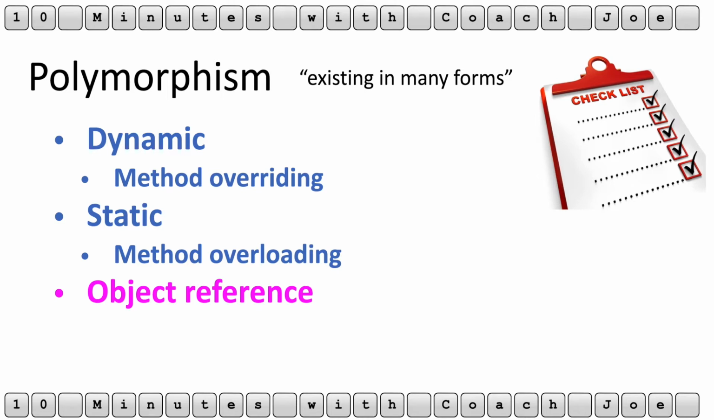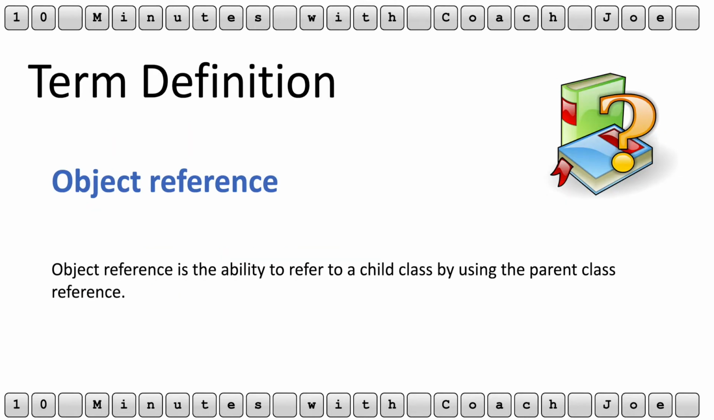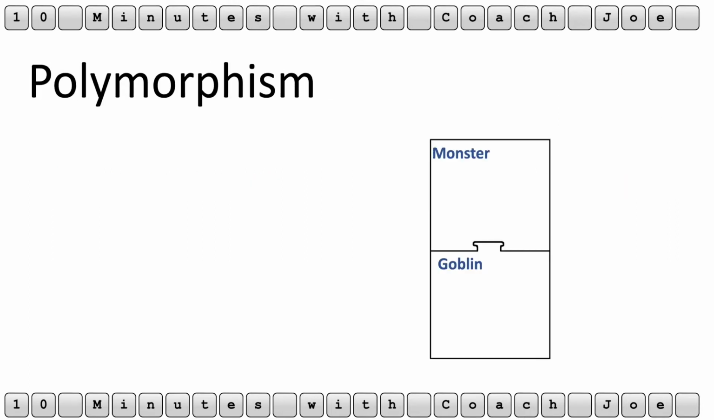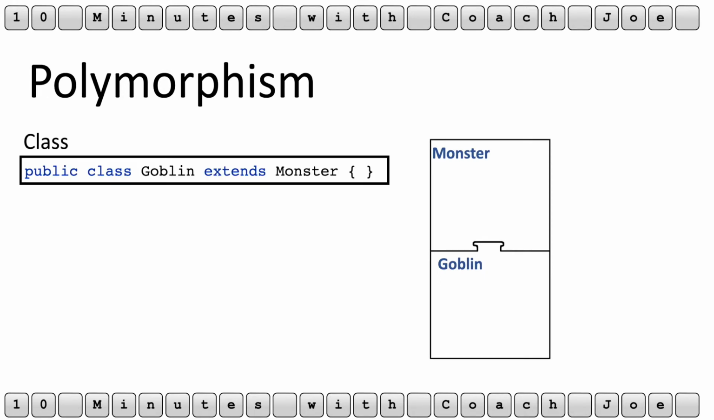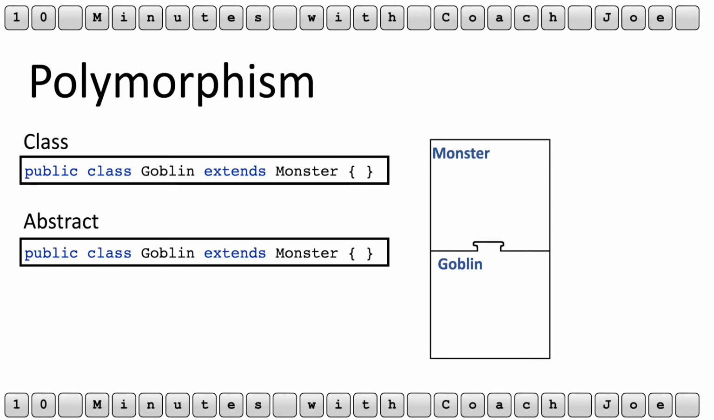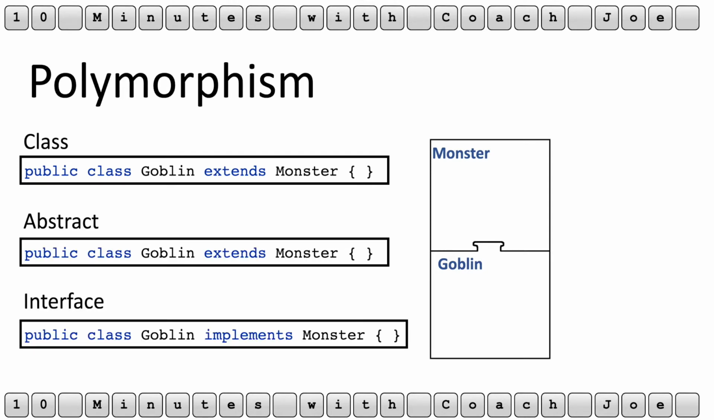Object reference polymorphism is achieved when using inheritance with a class, abstract class, or interface. Object reference is the ability to refer to a child class by using the parent class reference. Let's say there's a monster and a goblin. The relationship between these two could be with a class, an abstract class, or an interface. For this example, all three relationships apply. Assume there are no compiler errors with the monster and the goblin.